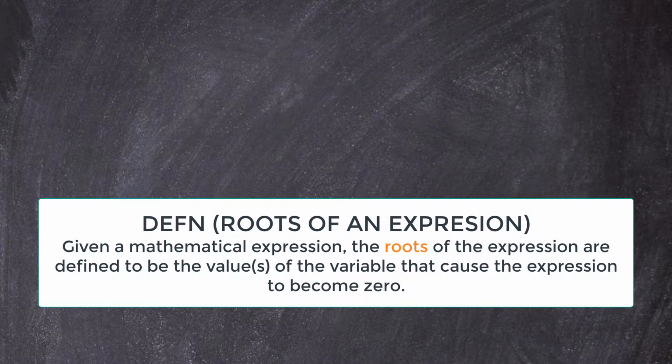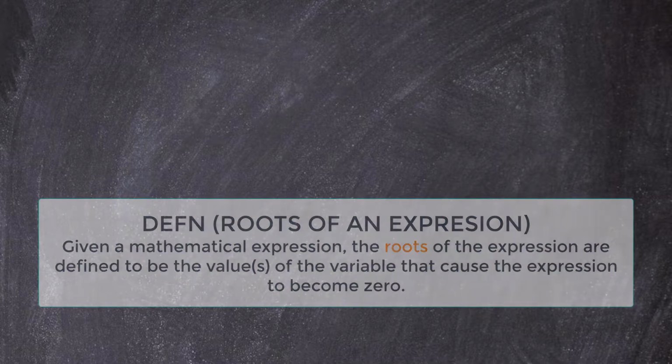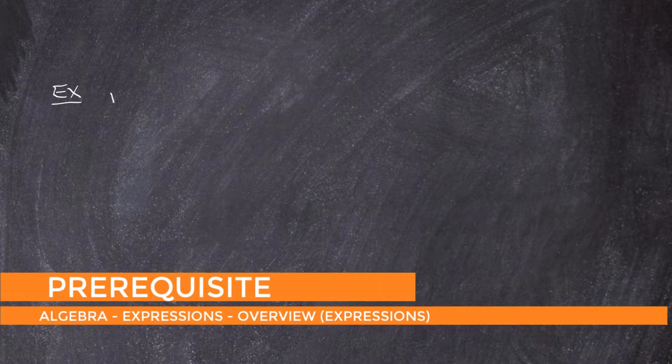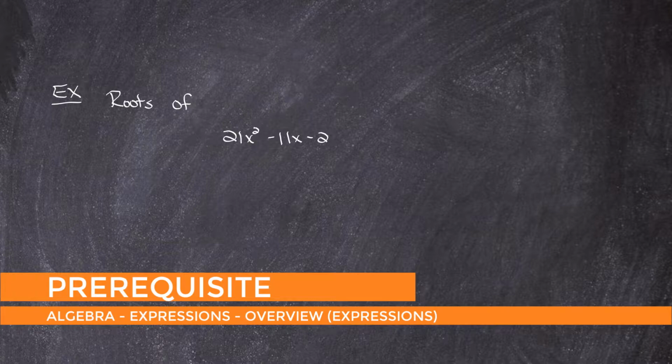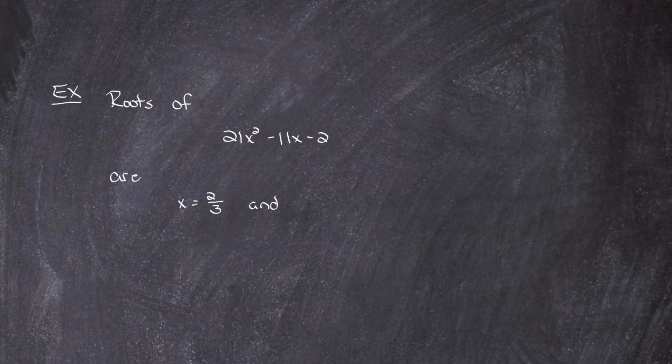You might also read in a text or hear from your instructor the phrase, find the roots of the expression. Remember, the roots of an equation are the values that solve it, but the roots of an expression are the values that turn the expression to 0. Thus, the roots of the expression 21x squared minus 11x minus 2, notice no equal signs, are x equals 2/3 and x equals negative 1/7, because these values will cause the expression to become 0.